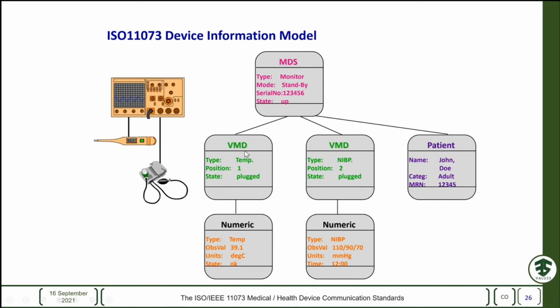For example, a virtual medical device for temperature and a status plugged. We would have a non-invasive blood pressure, or we would have patient information as well. And even for a particular vital sign like temperature, we will have a numeric type of information. The value observed would be 39.1 degrees centigrade, and the status would be okay. So we are, in the end, collecting all the information in boxes, and we have the scanner that is providing updated information at all times to the manager.